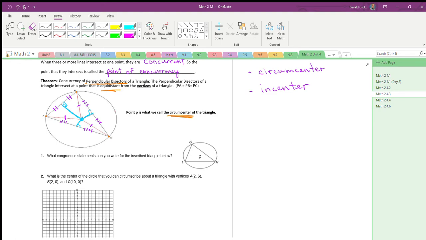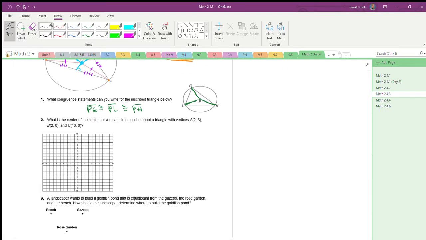So moving on to example 1. If this circle is circumscribed around the triangle, then I know the length from P to all of the vertices is going to be equidistant. So I could say that PG is congruent to PL, which is congruent to PH. So again, P is equidistant from each of the vertices of the triangle.